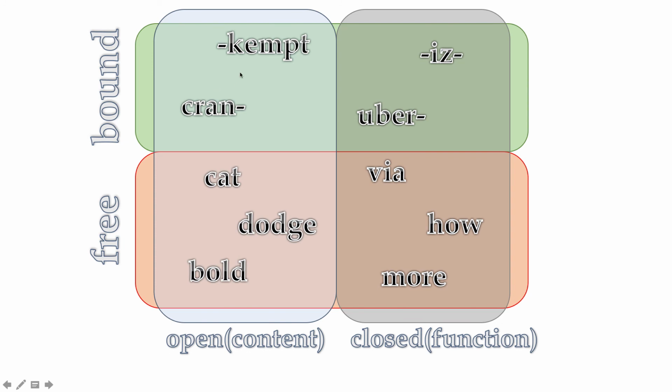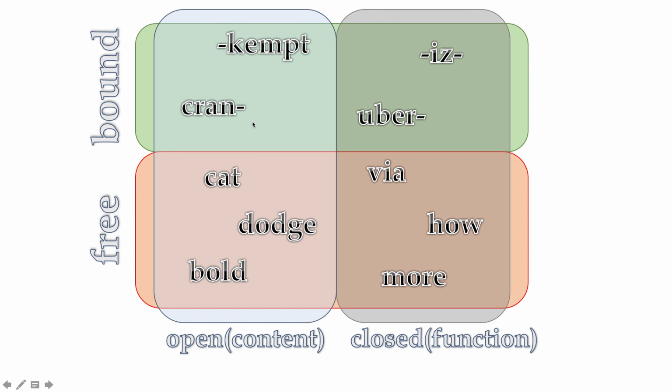These are really the only two I can think of that are bound, but are content. So kempt seems to mean something like an adjective in a word like unkempt. So unkempt hair means hair that's not very tidy. The un means not. The kempt means something like tidy or put together, but I can never use kempt on its own. I can only ever use kempt as part of that word unkempt. So it's bound, but seems like an open content morpheme, like an adjective.